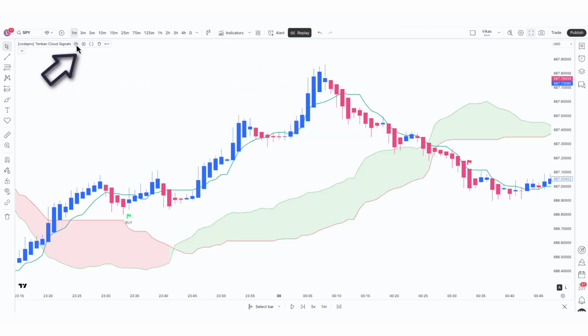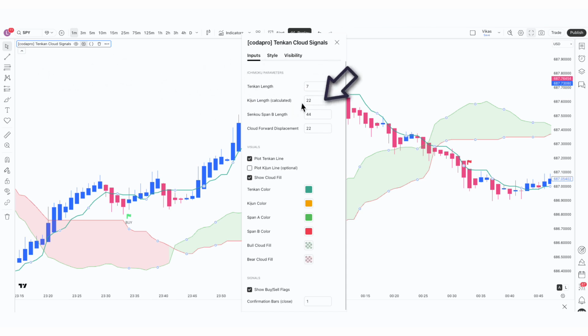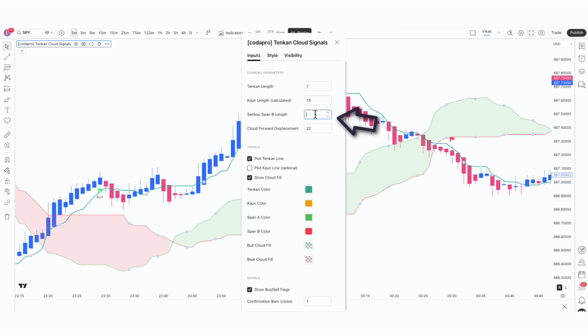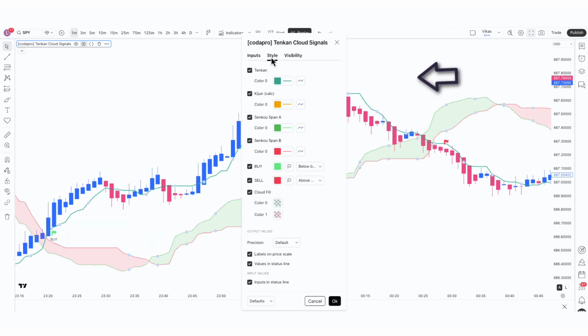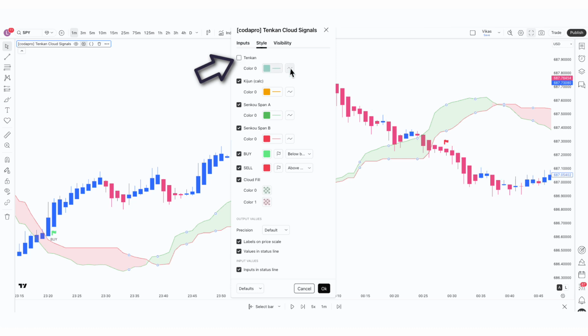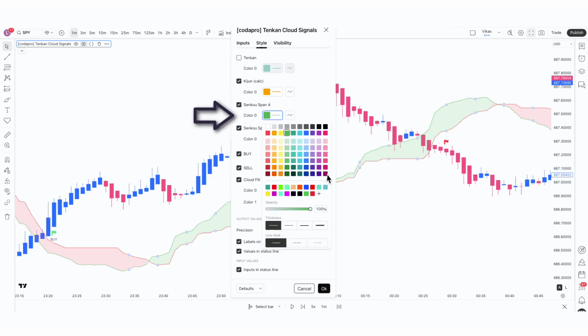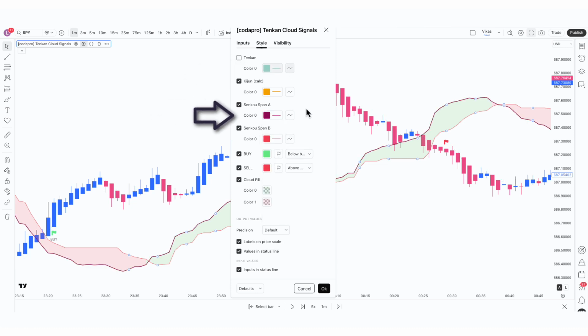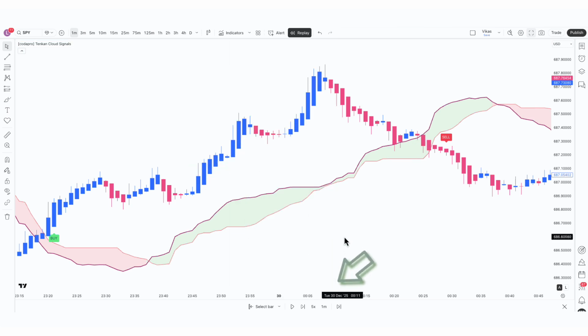Now the indicator settings change for perfect signals. First, we change the Kijun length option from 22 to 15. And after that, change the Senkou span option from 44 to 23. And we have to keep these options hidden. And after that, change the Senkou span A color option from green to maroon. And after that, change the buy option label to up and bottom. And after that, change the sell option label to down and top. And here everything is fine after that. Click OK. Now we'll add one more indicator to make this strategy more powerful.